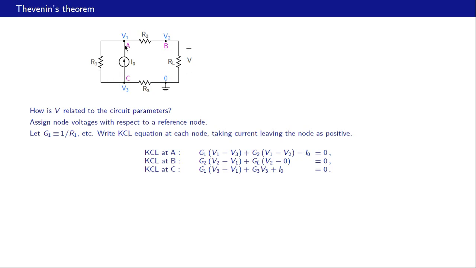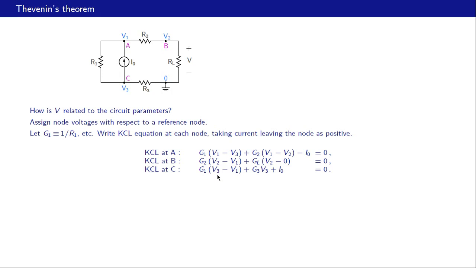Then we have this current (V1 minus V2) divided by R2. That means G2 times (V1 minus V2). And then we have this current I0 entering the node. Since this current is entering the node, we take that as negative, and that's why it appears as minus I0 in this equation. And all these currents must add up to 0, and that gives us KCL at node A. In a similar manner, we can write KCL at node B and KCL at node C in terms of the node voltages V1, V2 and V3.